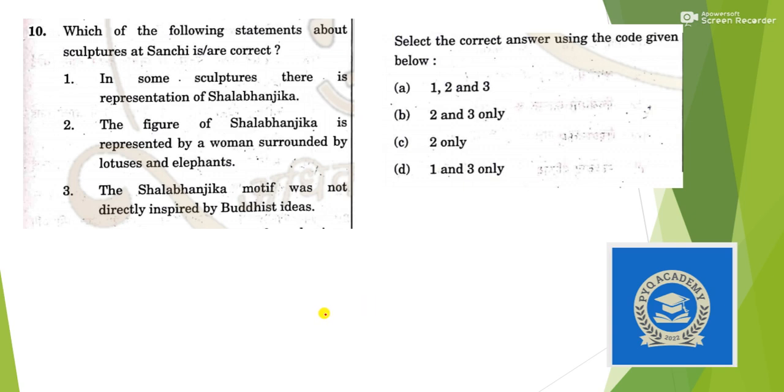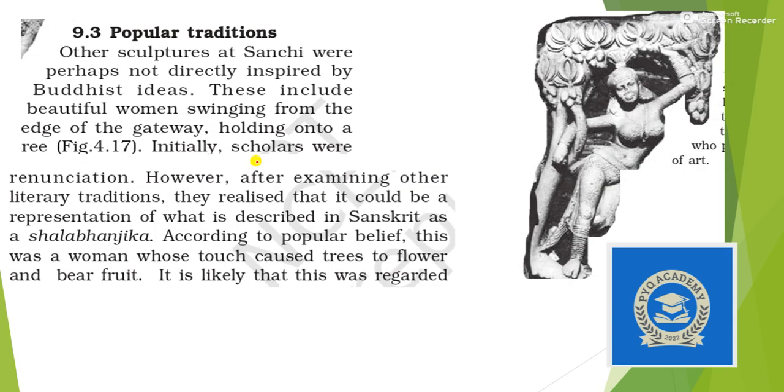So the first question is from ancient India, and the statement is related to Sanchi sculpture. The first statement is, in some sculptures there is a representation of Sahal Vanjika. First let's see where it is mentioned. When you read the Themes NCERT, you will find Sahal Vanjika mentioned.